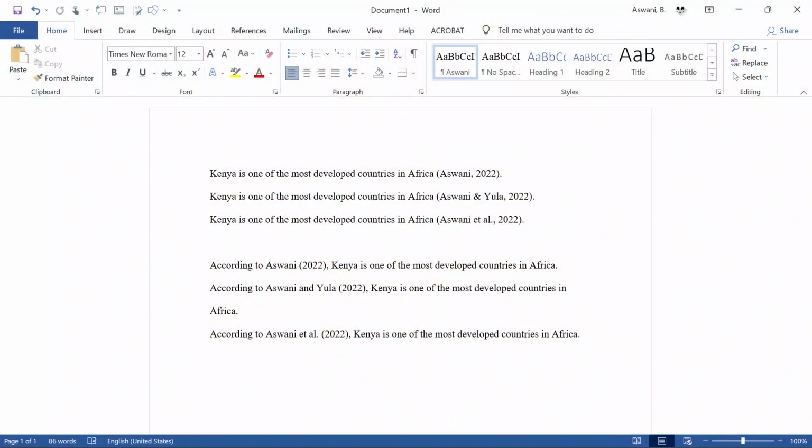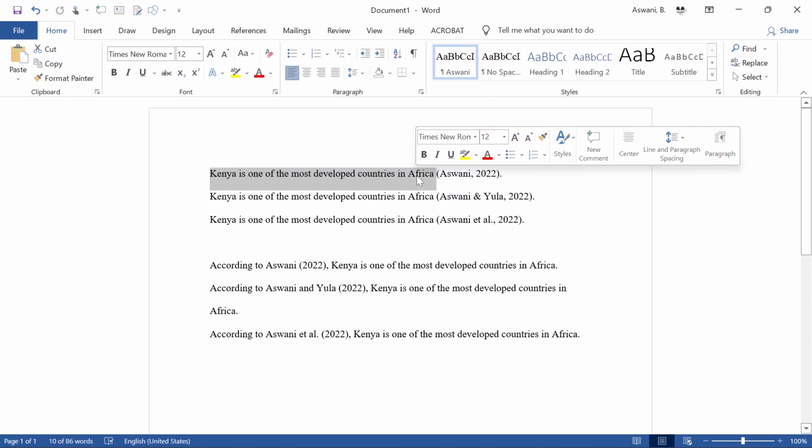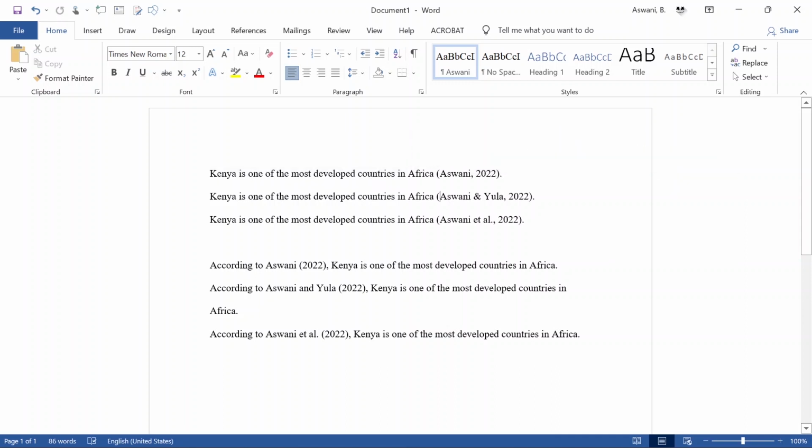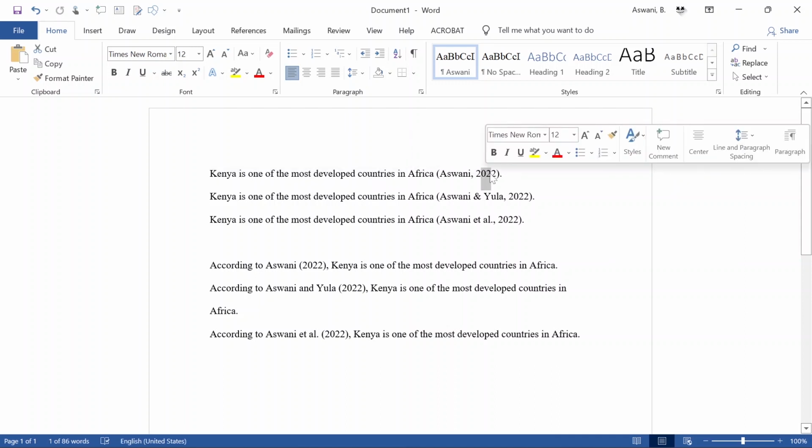This source, written by Aswani in 2022, happens to be a book, and the reader wants to read more. So remember, if it's a book, you are giving the reader a lot of work to look for where this particular sentence appears within that book. So whenever you're referring to a book, you realize just giving us the surname and the year is not enough.